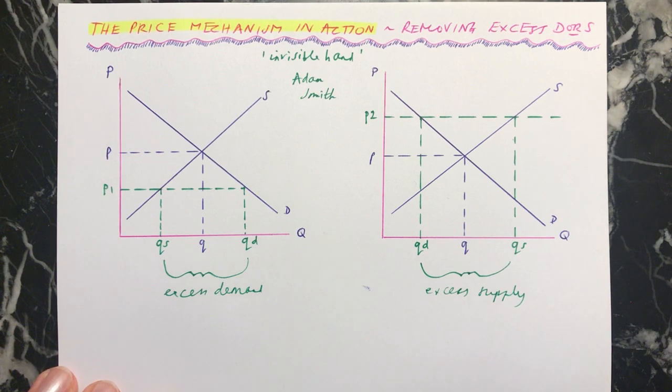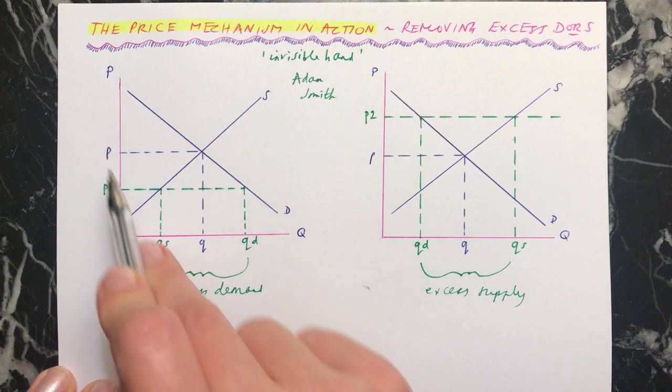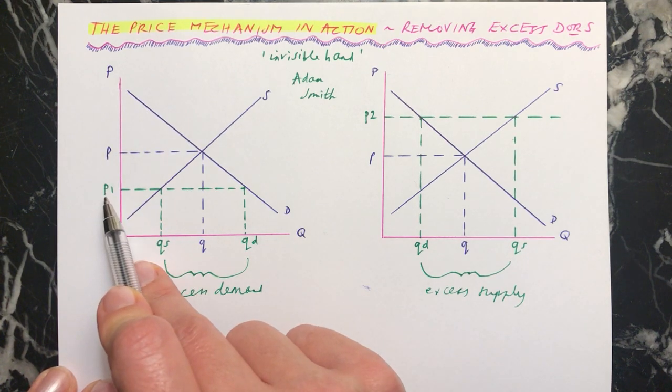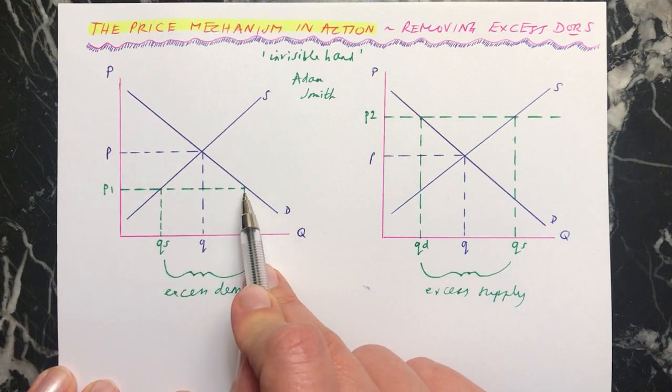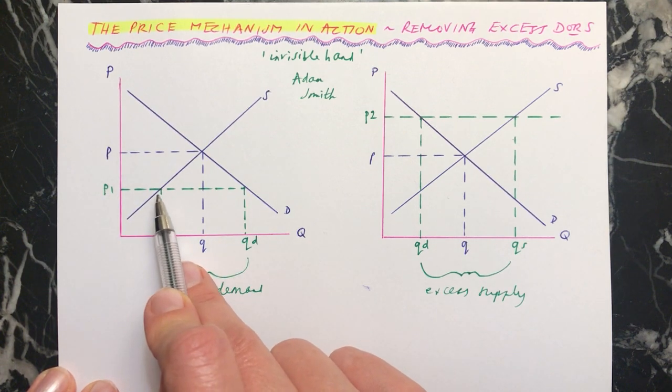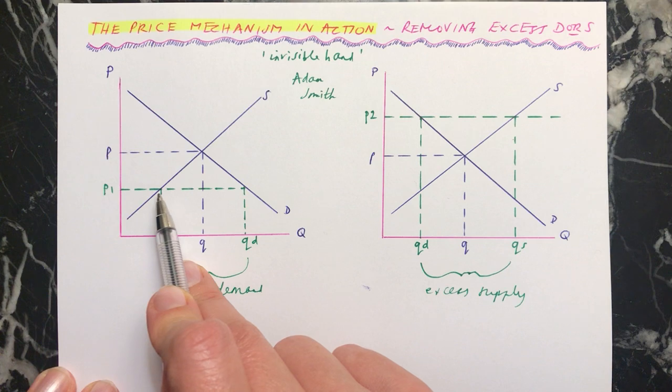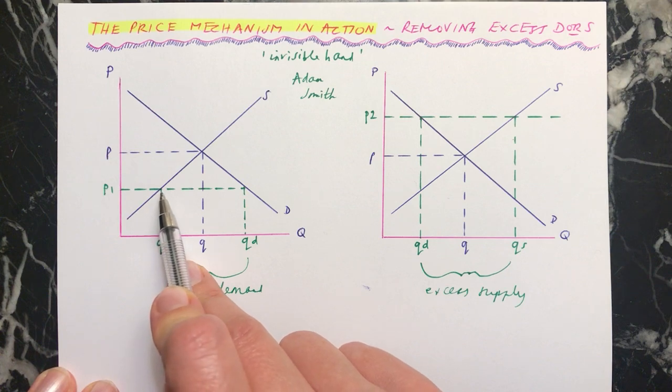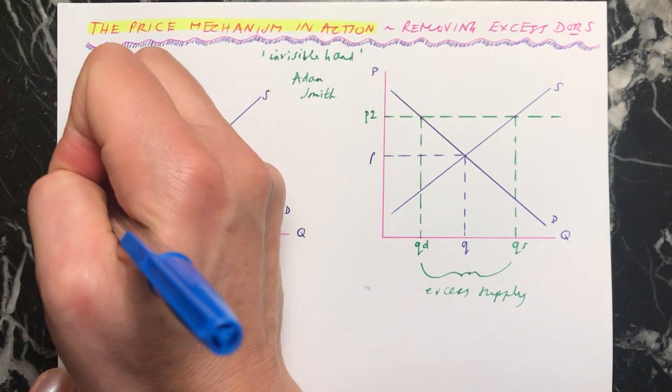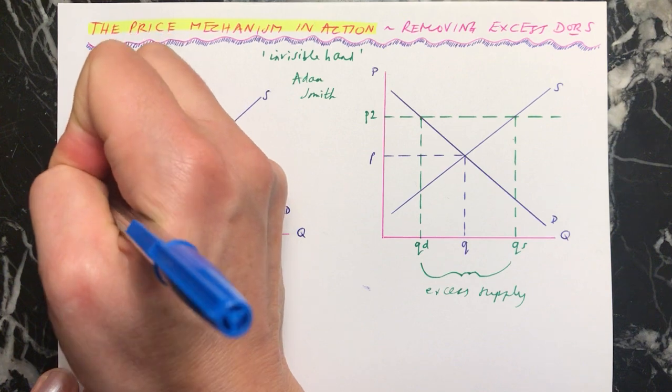So in each case, we want to know how does the free market, how do the forces of demand and supply get rid of the excess demand or excess supply? So in this situation where we have excess demand, because the price is below the equilibrium price, more people demand the product and less firms want to supply it. So therefore, what happens is through the price mechanism, the price gradually will go up.